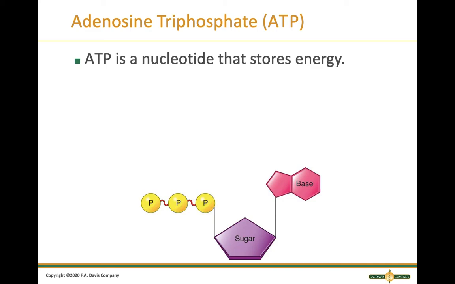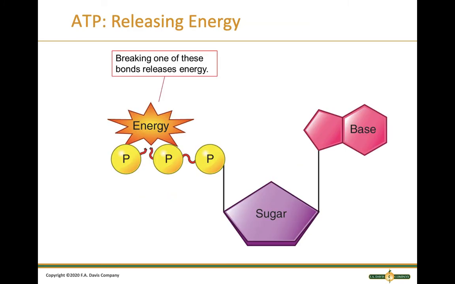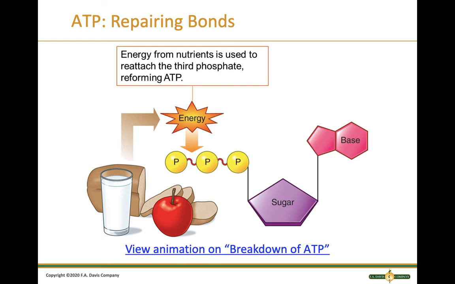Then ATP is a nucleotide that stores energy. Here we can see when this phosphate bond is broken, it releases energy, and that allows us to do work, such as muscles contracting. And then we can reform those bonds as we take nutrients and break them down. We get energy from them, and we can reform that bond and reuse that ATP.